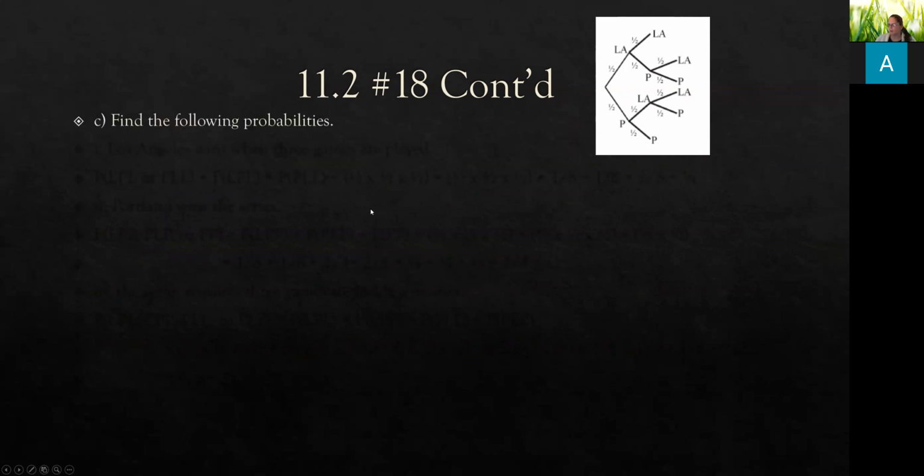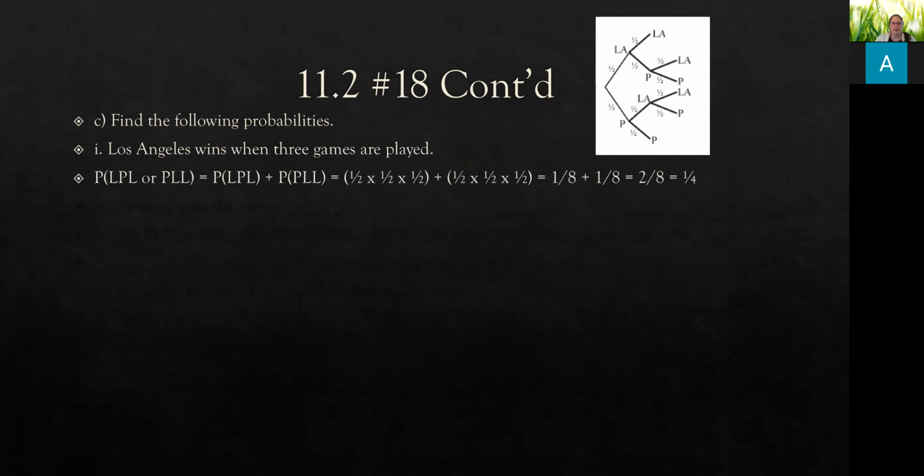Find the following probabilities. The first one is that LA wins when 3 games are played. So the way that could happen is that LA wins the first one, and then Portland wins, and then LA wins. Or that Portland wins the first one, and then LA wins, and then LA wins. All right? So using the additive property, that's the probability that we have LA, Portland, LA, plus the probability that we have Portland, LA, LA.